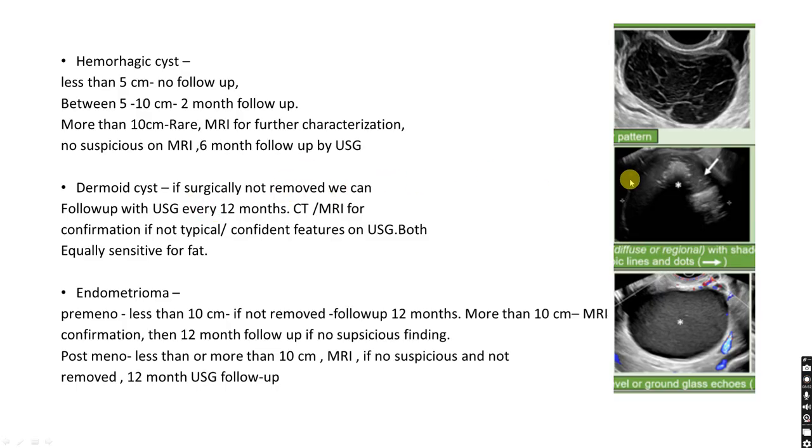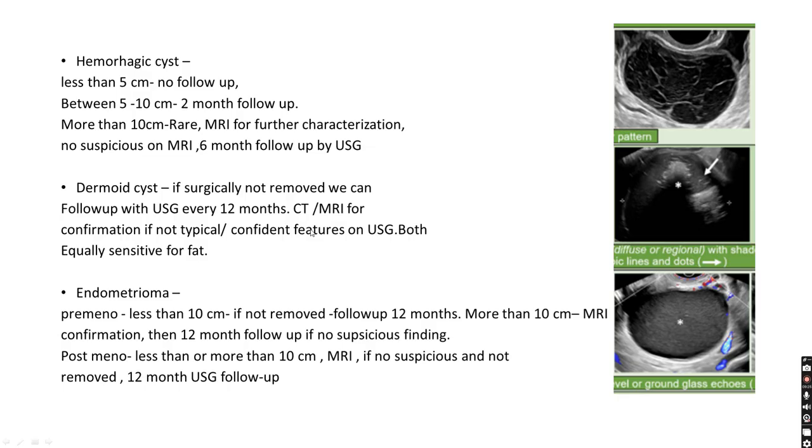Next is dermoid cyst. This is a dermoid cyst with a cystic component showing echogenic lines, dots, and echo-reflective focus. Many times it can be removed by the gynecologist because of its symptoms and because of the risk of ovarian torsion as well. Also for patient anxiety, it can be removed. So if it is not removed, then we can do USG follow-up every 12 months.